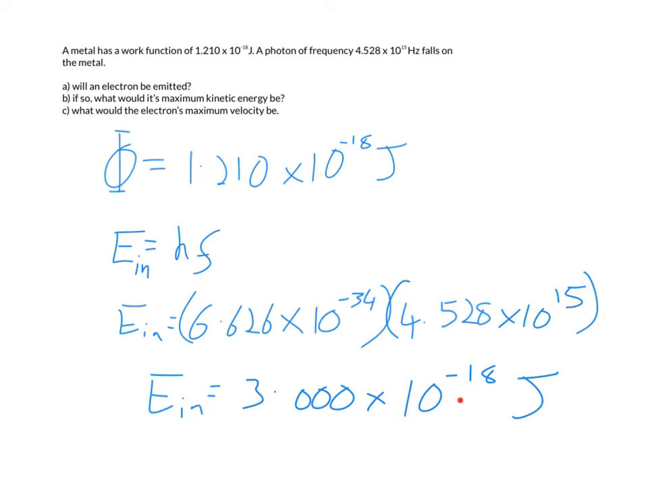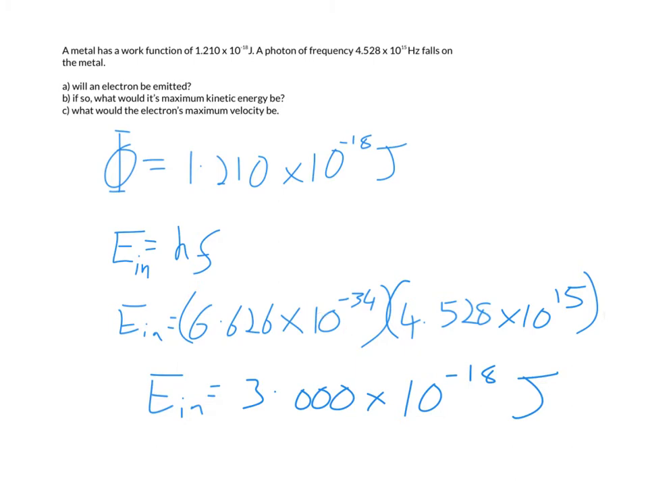So 3 by 10 to the power of 18 is greater than 1.210 by 10 to the power of minus 18. So that means that the work function has been exceeded, so an electron will be emitted. I deliberately chose the first example where the two powers will be the same, because then it just means the bigger number here is going to represent the bigger number overall.